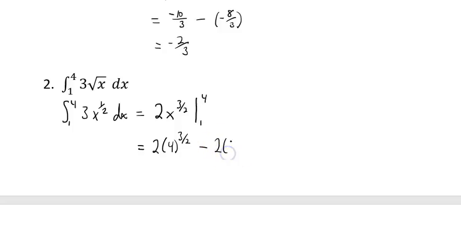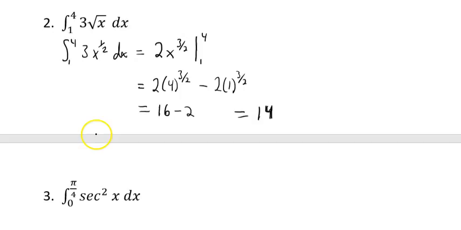So 2 times 1 to the 3 halves. And you have to remember what it means to be to the 3 halves. That's taking the square root and then cubing it. So the square root of 4 is 2. 2 cubed is 8. 8 times 2 is 16. And then over here, 1 to any power is 1, so this is a little easier. So just subtract 2. And so my overall answer in this case is 14.